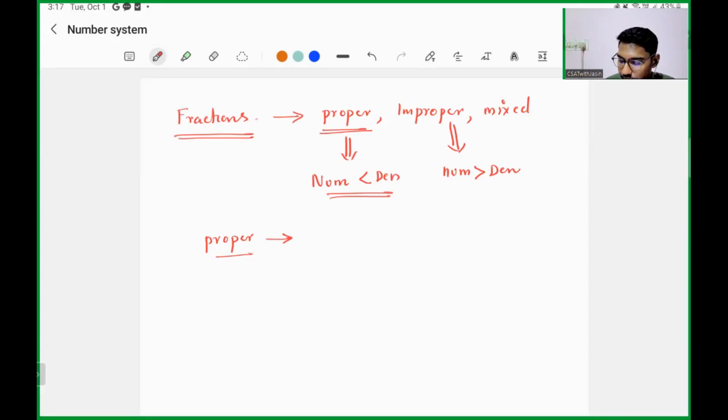Yes, 2 by 5. So 2 by 5 here, numerator is less than denominator. So this is a proper fraction. Or like 3 by 8. This is also a proper fraction. Now for an improper fraction, let's say 5 by 2. 5 by 2 here, numerator is greater than denominator. So this is an improper fraction. 8 by 3, this is an improper fraction. Numerator is greater than denominator.